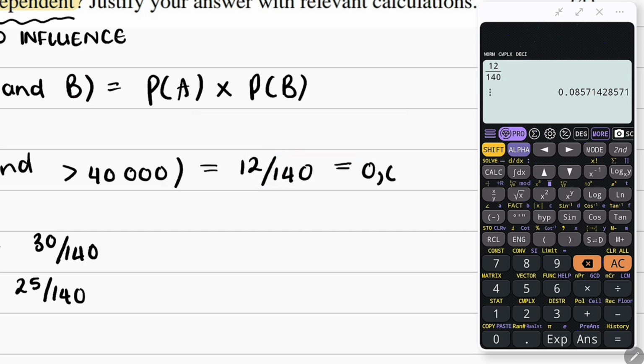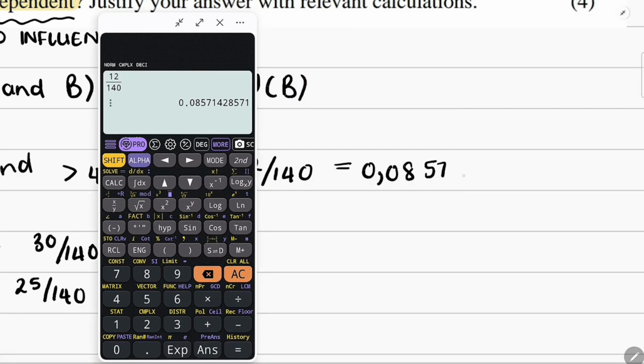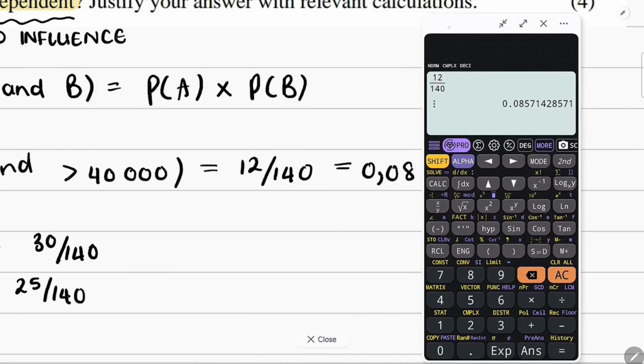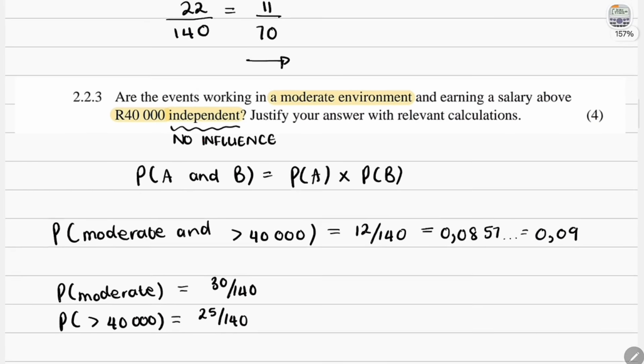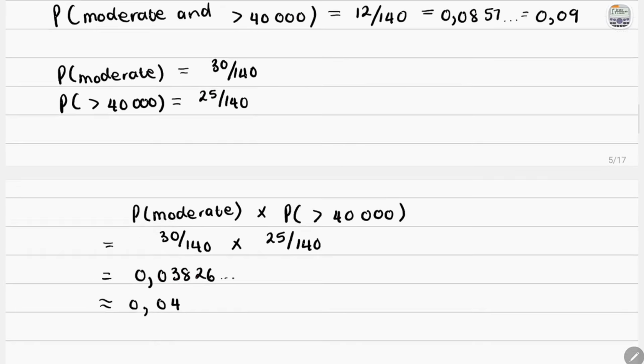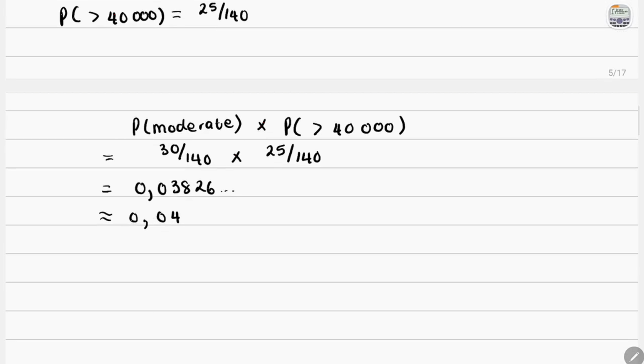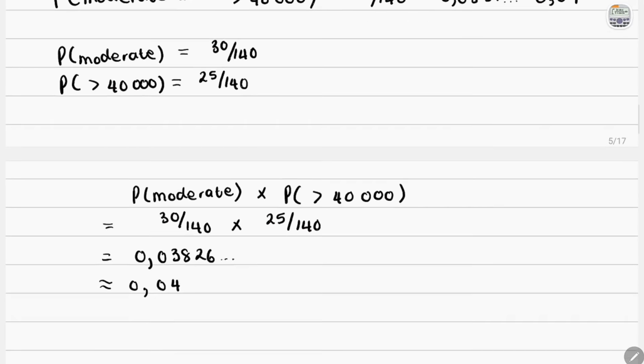So this is 0.0857. And if we just round off to two decimal places, this is 0.09, because the 5 will round the 8 up to a 9. So looking at these two numbers, this is a 9% chance, this is a 4% chance. As you can see, they're completely different.